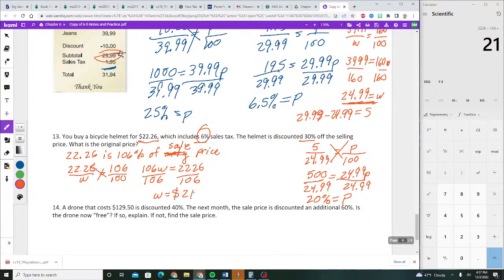So the helmet's on sale for $21. And then we know that $21 is 30% off the original. So that's 100 minus 30, so it's 70% of the original. So we're going to go 21 over W equals 70 over 100. Cross multiply. This is going to work out nicely. Woo! I feel so much better about this problem now. We divide both sides by 70, and we get that our original selling price was $30.